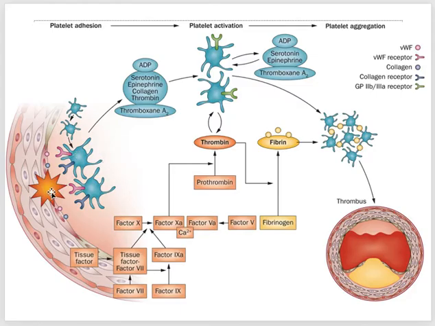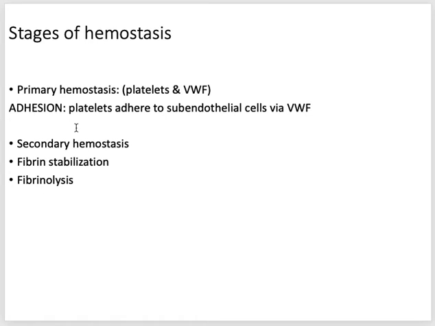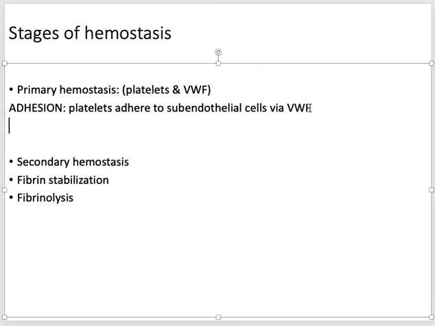So this process is called adhesion. What is adhesion? Simply, adhesion is platelets adhering to subendothelial cells via von Willebrand factor. Guys, remember these points, because all of them have some clinical application. That's why I'm saying this again and again. So adhesion is when the platelets bind to von Willebrand factor, and the receptors involved in this, which we are going to talk about, wait, I'm going to tell you.